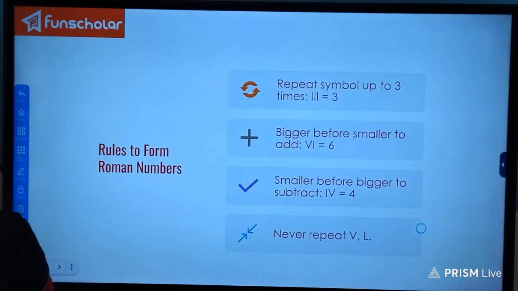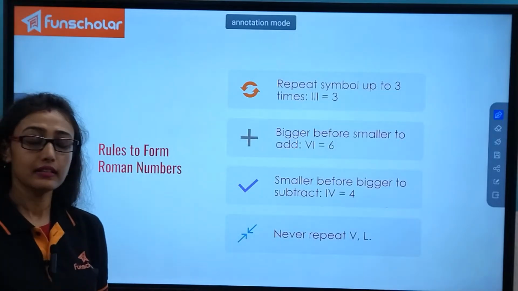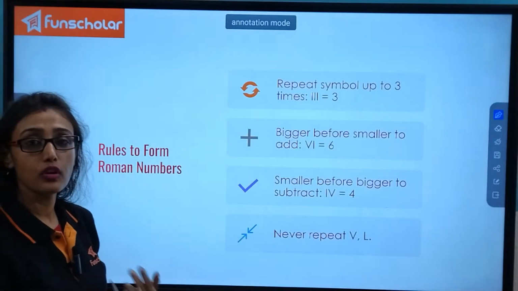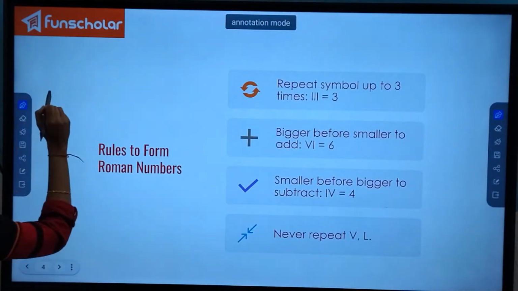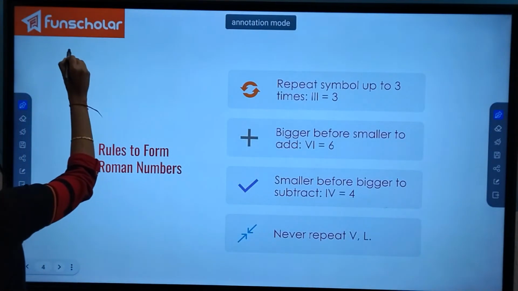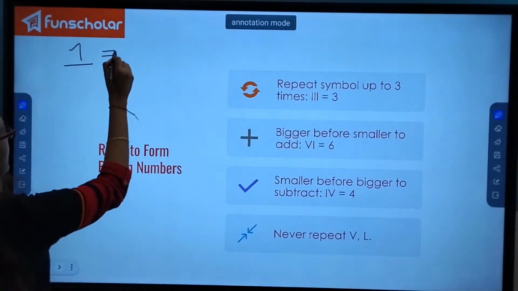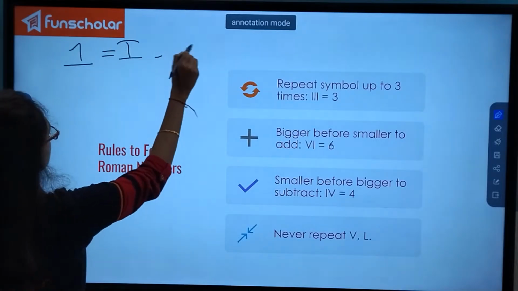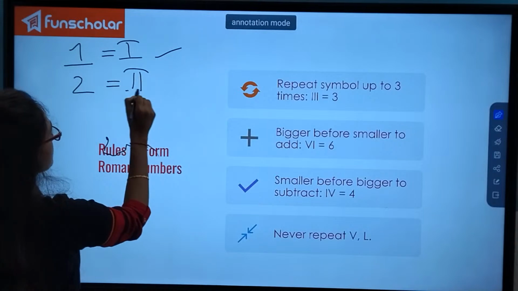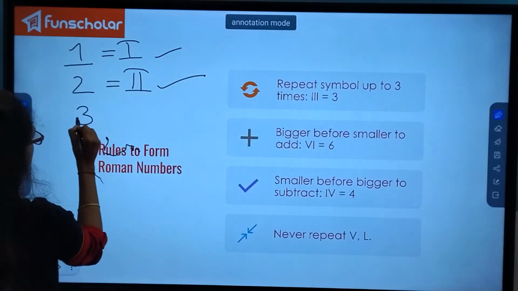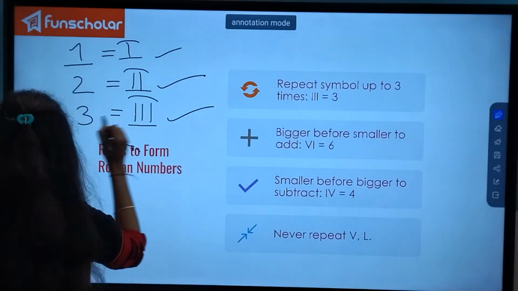Now next comes the rule of subtraction and the rule of addition. So what is the rule of subtraction? Let me start writing with number 1. 1 will be written as I. Done. 2 will be written as II. Done. 3 will be written as III. Done.